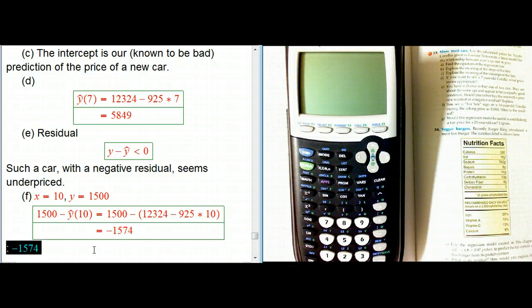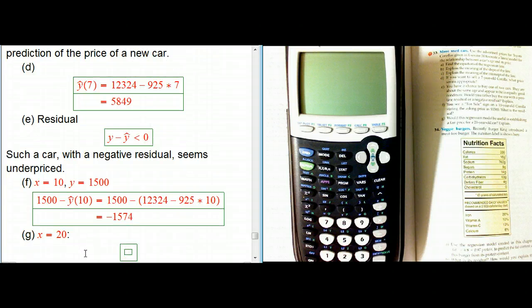Okay. And so I'd kind of wonder, half the price that you'd expect from the prediction? I mean, maybe it's a great deal, or maybe it's a crappy car. Okay. And would this regression model be useful in establishing a fair price for a 20-year-old car? Explain. Okay. Well, now that's where this linear model gets a little bit suspicious. Okay. If x equals 20, what would it predict?